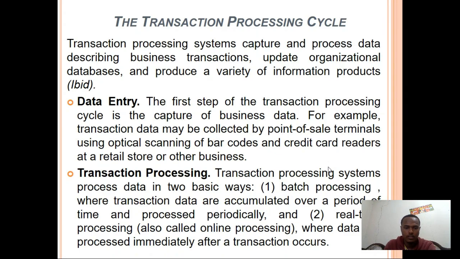Transaction processing systems process data in two ways: batch processing and real-time processing. Batch processing processes data by accumulating the data over a time period, and real-time processing processes data after the transaction has occurred.